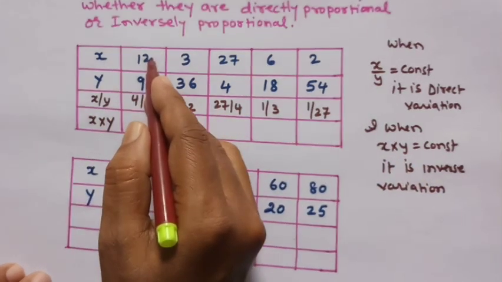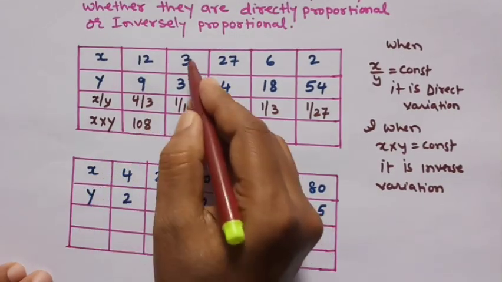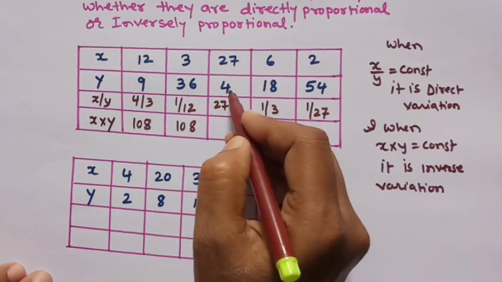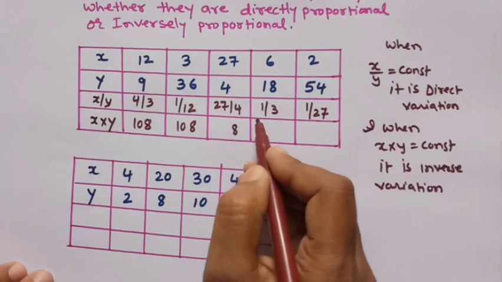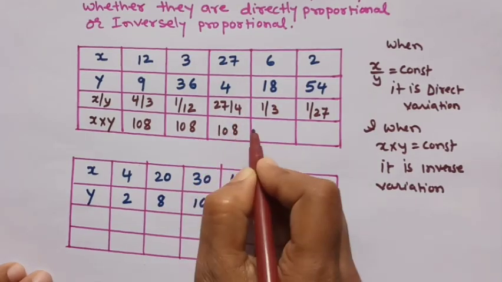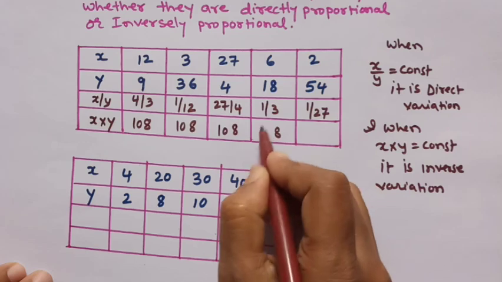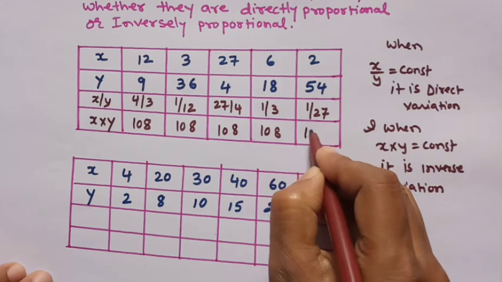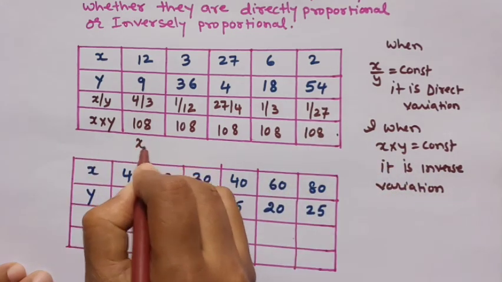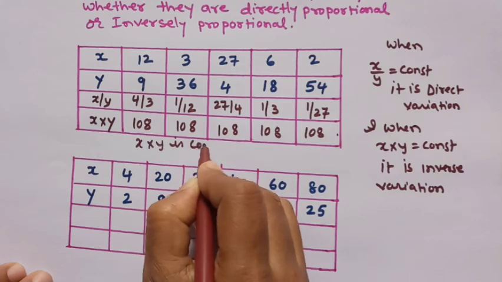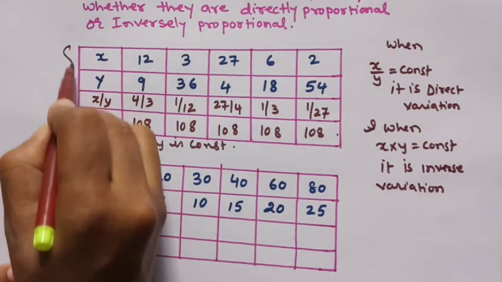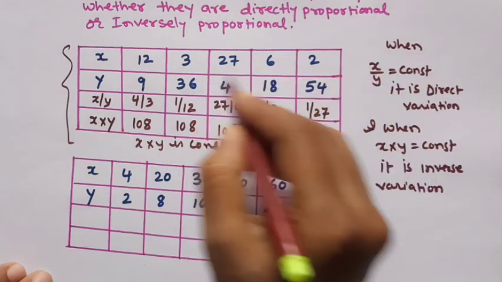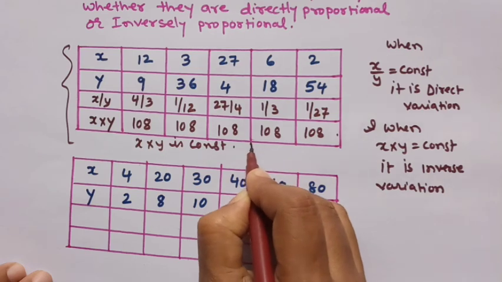Now look for x into y. 12 9s are 108, 36 into 3 is 108, 27 4s are 108, 2 into 54 is 108, 6 into 18 is 108, and obviously 54 2s are 108. So here x into y is constant. So this is the case of inverse variation.